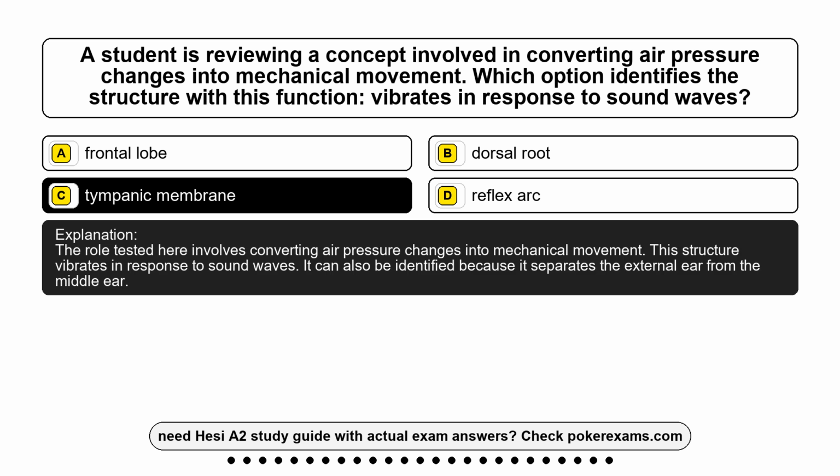The role tested here involves converting air pressure changes into mechanical movement. This structure vibrates in response to sound waves. It can also be identified because it separates the external ear from the middle ear.